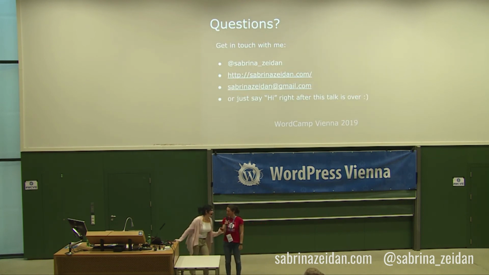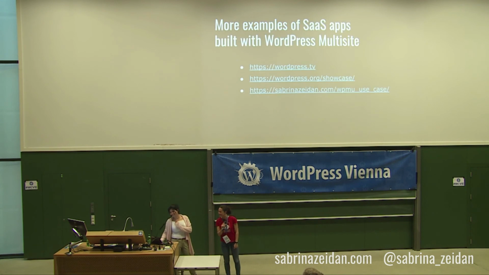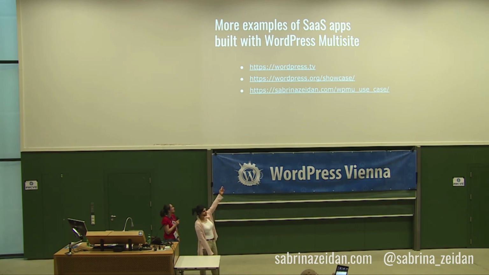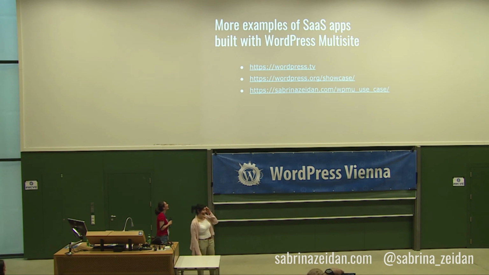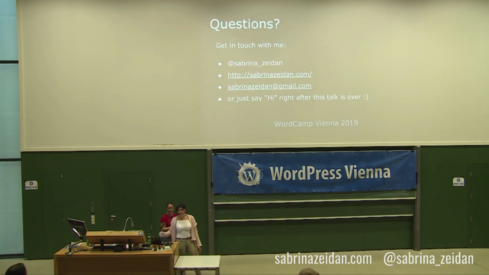I'm sorry, just to add, the last slide. If you want to have some more examples of SaaS apps built with WordPress Multisite, there is a nice place to look: WordPress TV, you can search there, and the WordPress.org showcase. And there are a few interviews with WordPress Multisite developers on my website, and you can check that as well. And I'll tweet the link to the slides, so no worries.